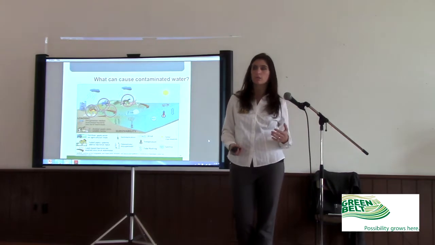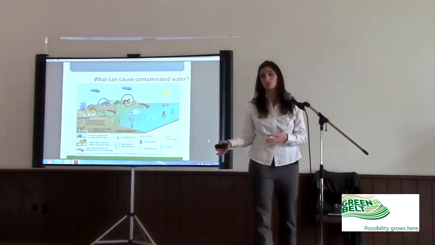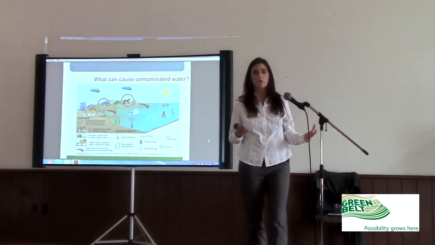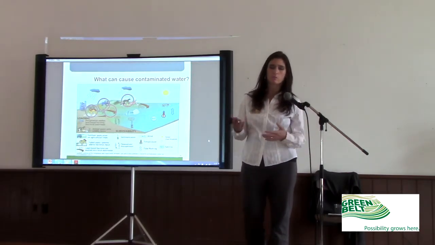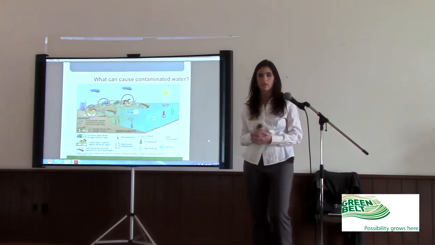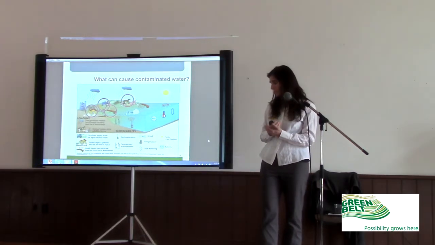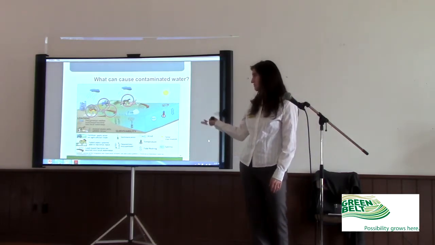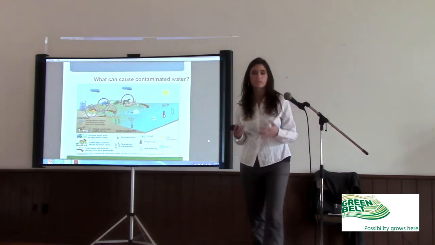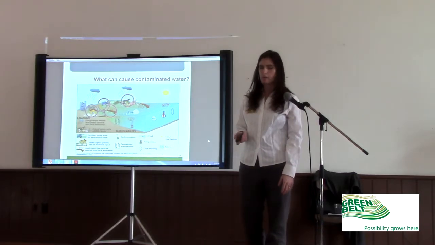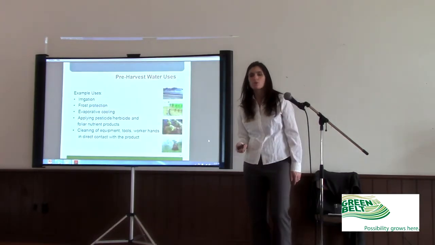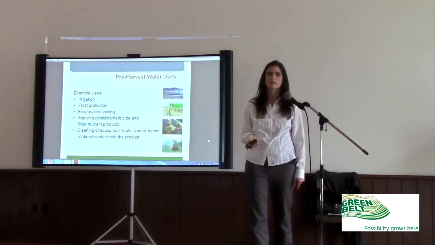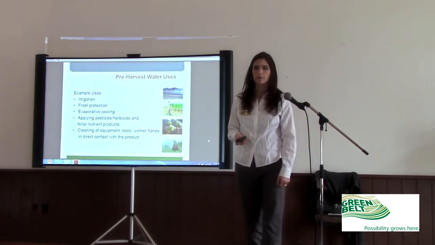If you have agricultural chemicals running off into a nearby water source or the water source that you're using, or even household waste, whether it's a septic system or other waste material that might be going into the ground, then that can contribute to negative water quality. There are a lot of different things, but that's a really good illustration of all the potential things that can affect water quality. So different areas where you might be using pre-harvest water, there's an example list there, we've talked about a few of them.